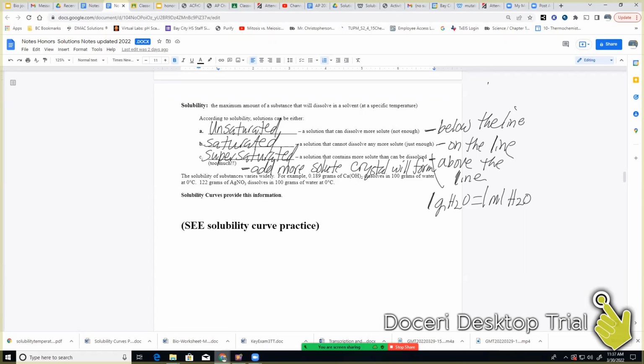So with supersaturated, like I said, the solvent is already all taken up. So now if I try to add some more solute, it can't go into solution. So it precipitates out or it forms a crystal. And all these different things where I talk about below the line, on the line, or above the line, that has to do with the solubility curves.